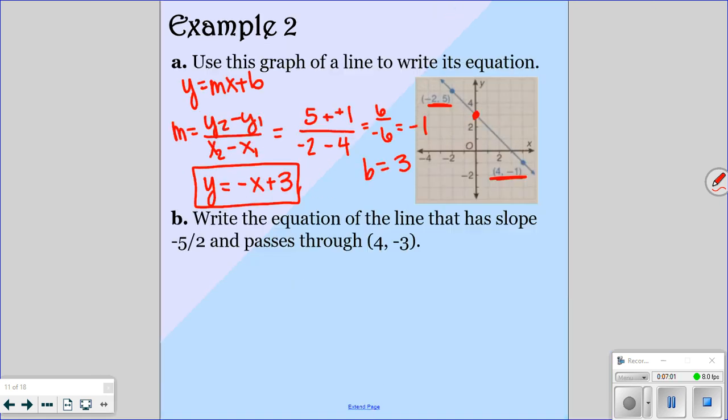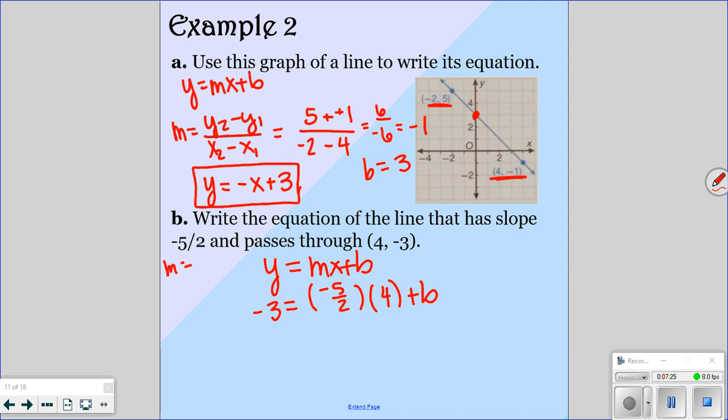Okay, for the next one, they don't give us a graph, but they tell us the slope, that's our m, equals that, and it passes through this point. So the way that you work through this, start with y equals mx plus b. Our y value is -3. Our slope, they told us, was -5 over 2. Our x value, they said, was 4, and we need to figure out the b.